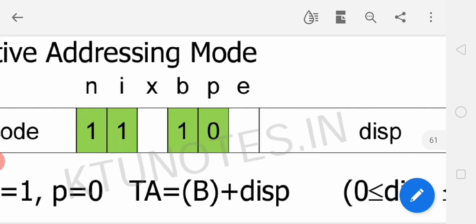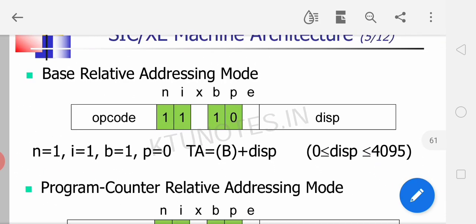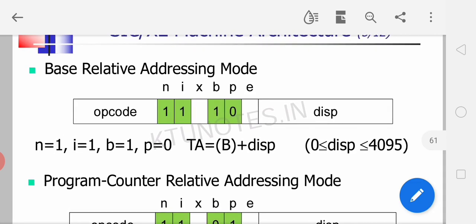The value of base B should be 1. In base relative addressing mode, n equals 1, i equals 1, then b equals 1. That is, base relative addressing mode has b equal to 1 and p equal to 0, that is, program counter equal to 0. Then how do we get the target address?